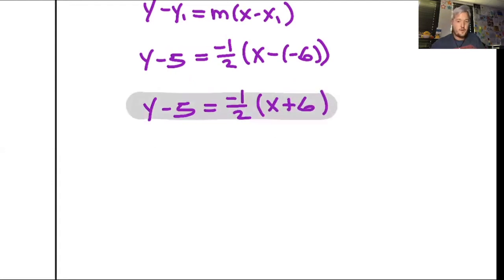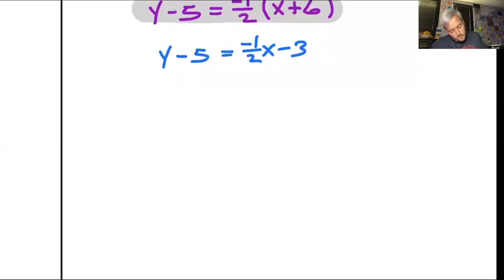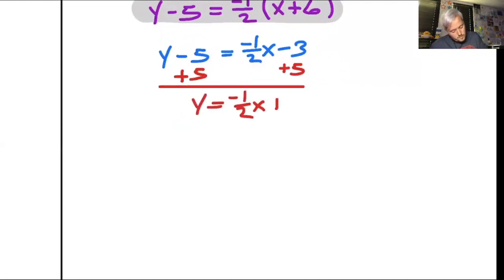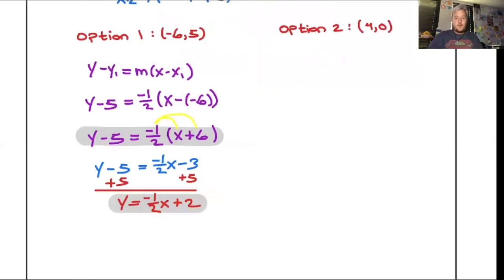All right, so now I'm going to start converting. So I'm going to distribute that 1/2. So I have y minus 5 equals negative 1/2 x. Now, negative 1/2 times a positive 6, you're just dividing 6 by 2, and it's negative, so you get negative 3. Now I'm going to add over 5. So I'm going to have y equals negative 1/2 x plus 2. So here's my slope-intercept form equation. So there's option 1.